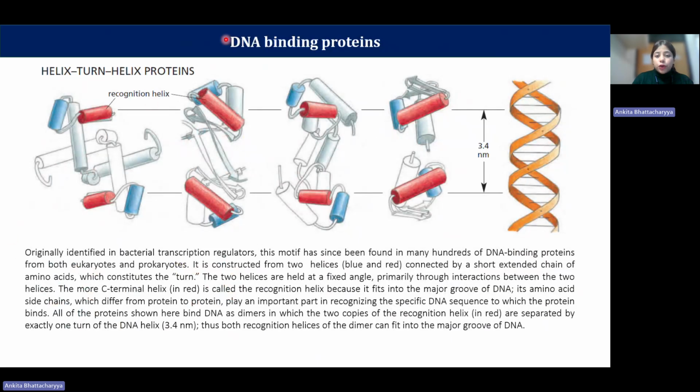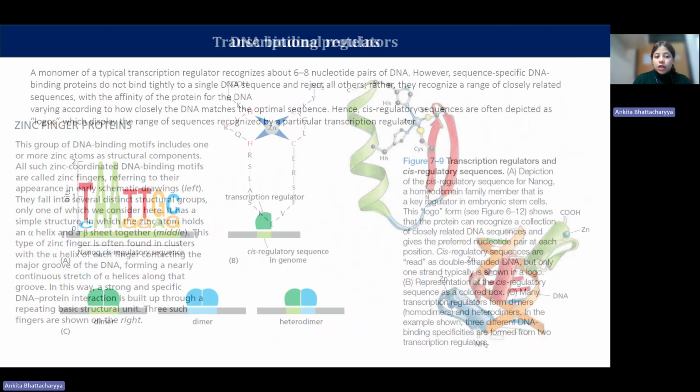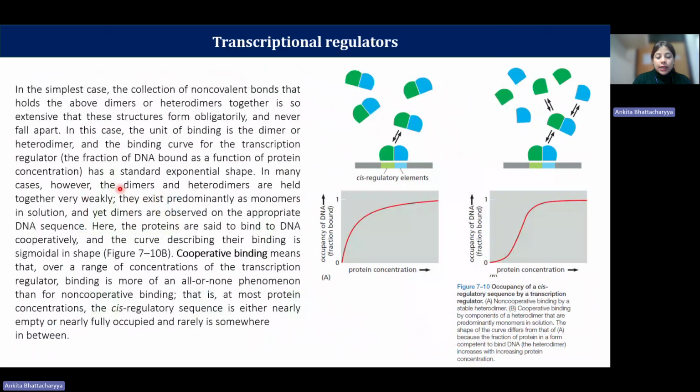Then we moved on to our discussion on DNA binding proteins. There were four major classes that we discussed: helix turn helix, helix loop helix, beta sheet recognition proteins, and zinc finger proteins, which are a major class of the same.